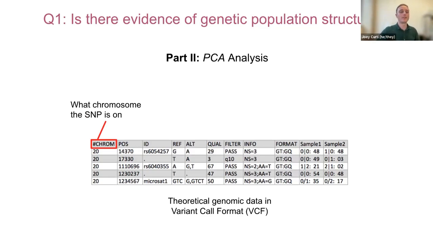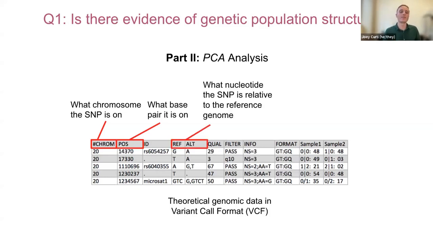So it tells us what chromosome a single genetic variant is on. It tells us what position along that chromosome that genetic variant's on. It tells us whether that genetic variant is the same or different than the reference genome that we use to assess genetic variation.